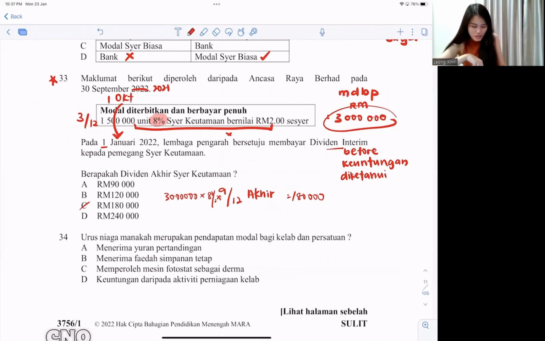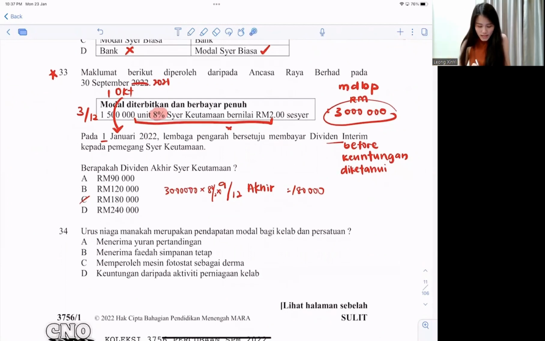Okay, right. So question 34. Urusnya agak manakah merupakan pendapatan modal bagi klub dan persatuan. Pendapatan modal is anything that plus ABS. It contributes to ABS, okay? But it doesn't really go into ABS yet, but it is meant for that. Example, the Mahas.